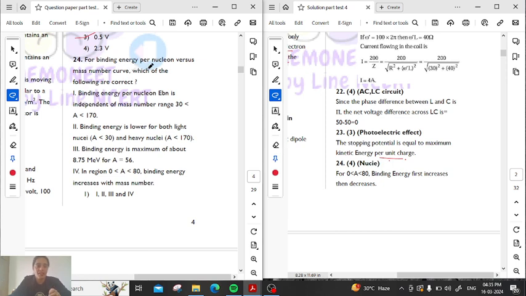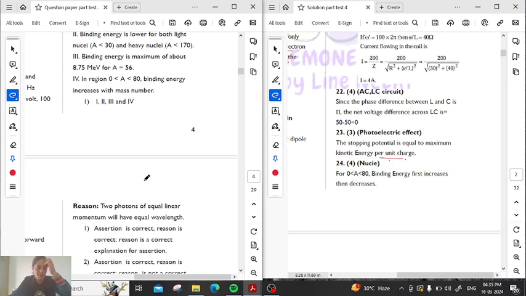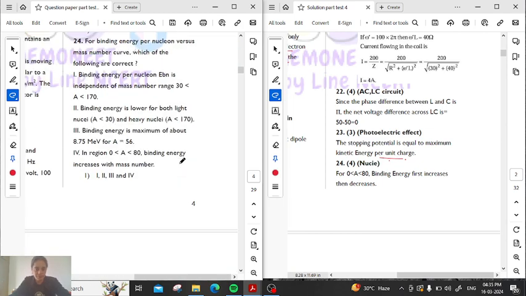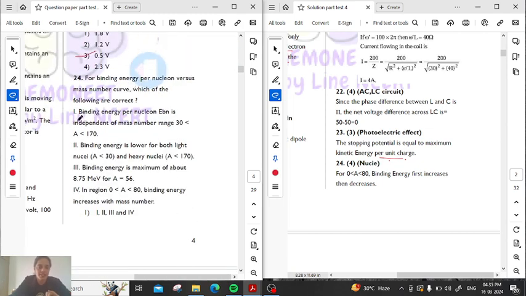For binding energy per nucleon versus mass number curve, which of the following statements is correct? इनमें से कौन सी स्टेटमेंट करेक्ट होगी. तो हमारे पास बहुत सारे ऑप्शंस हैं और हमें बताना है कि कौन, ये देखो 1 है, 2 है, 1, 2 और 4 सही है, या 2, 3, 4 सही है, या 1, 2 and 3 सही है. चलो देखते हैं. फर्स्ट, बाइंडिंग एनर्जी पर न्यूक्लियन EBN इज इंडिपेंडेंट ऑफ मास नंबर, रेंजेस दिस एंड दिस.